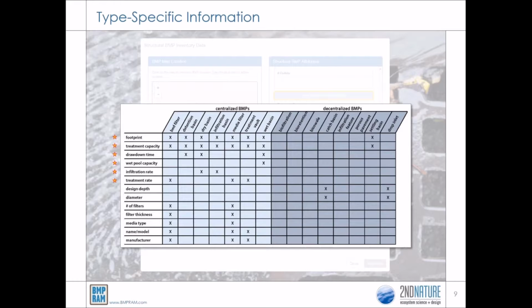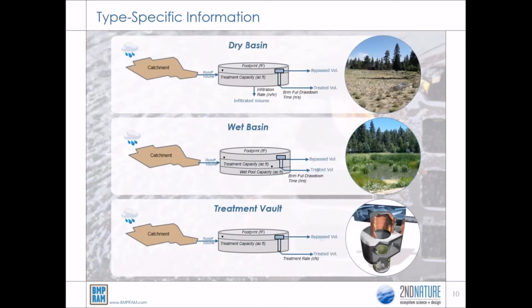With all of these, more precise and detailed information is better, but in some instances when no design information is available, you'll have to rely on the best available information to make reasonable estimates. Dry basins, wet basins, and treatment vaults are three common types of centralized BMPs. The schematics here illustrate how each of these BMPs is designed to treat stormwater. They also illustrate the required type-specific information, such as BMP footprint, treatment capacity, drawdown time, and treatment rate, that we want to collect for BMP RAM in order to understand the BMP's intended functionality.